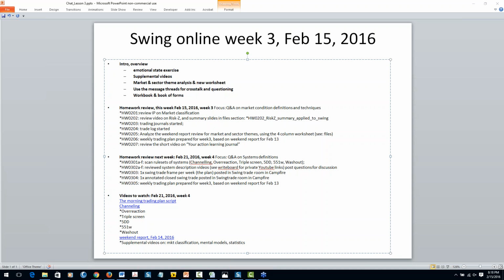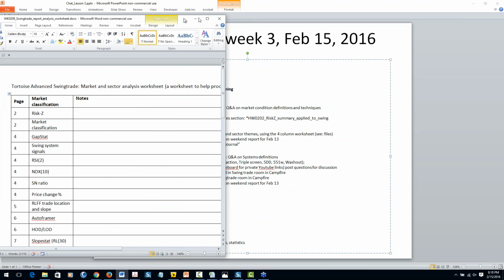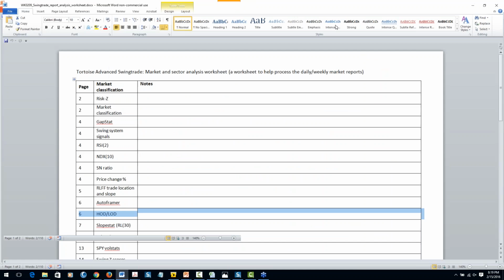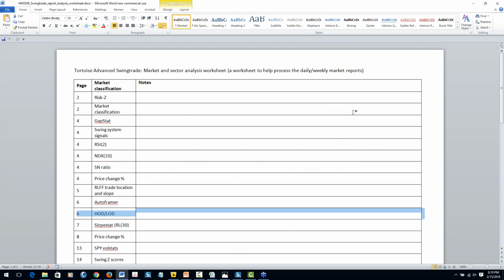Let me see if I can find that worksheet for you here. There we go. Okay, so this is the worksheet that's in your files section, and this is geared towards the same sequence in which I normally cover them. And so let me get the laser pointer here.